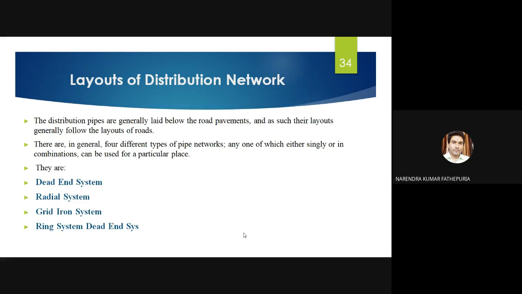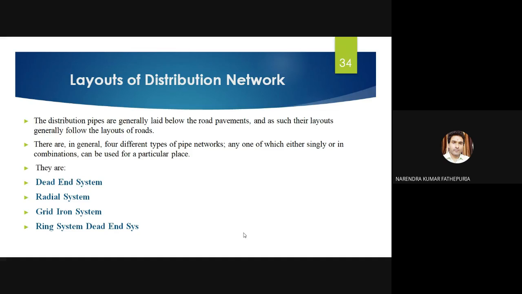Generally the pipelines are laid down on the road pavement. As such, their layout generally follows the layout of the roads. We have to go for a detailed topographical survey, and you have to do the contour surveying also. You have to record all the MSL levels. Based on this, you can draw the pipe network. Pipe network means pipe material also.